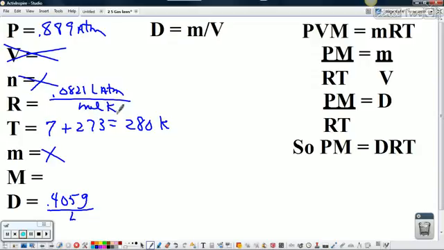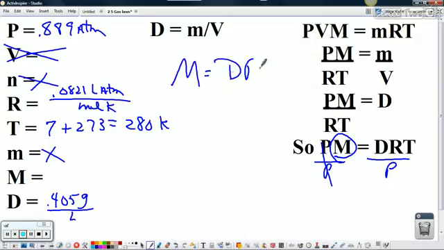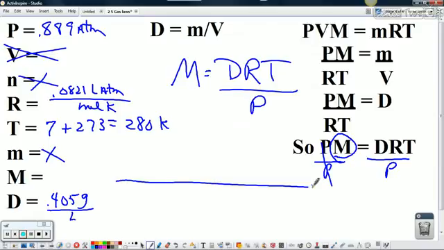All right. So I'm looking for the capital M, so I'm going to circle what I'm looking for. And I'm going to divide both sides by P. The P on the left cancels. So my equation is capital M is equal to dRT divided by P. Nice long line to substitute on.